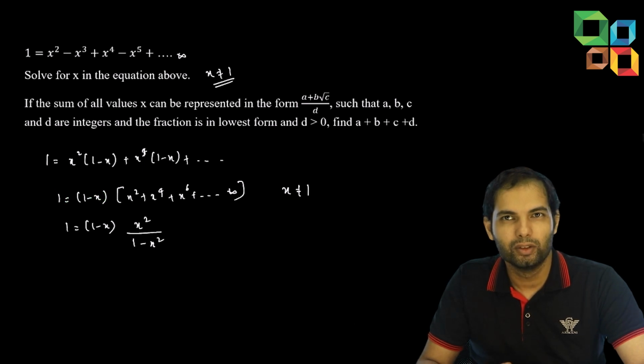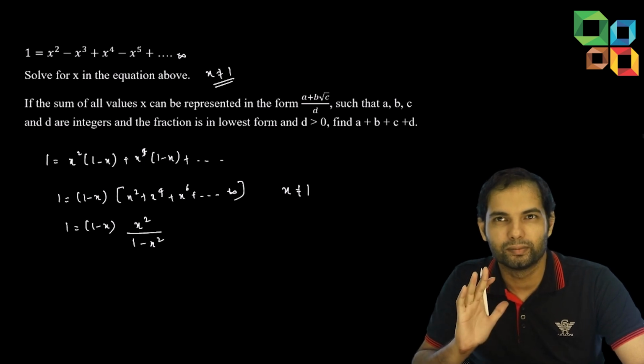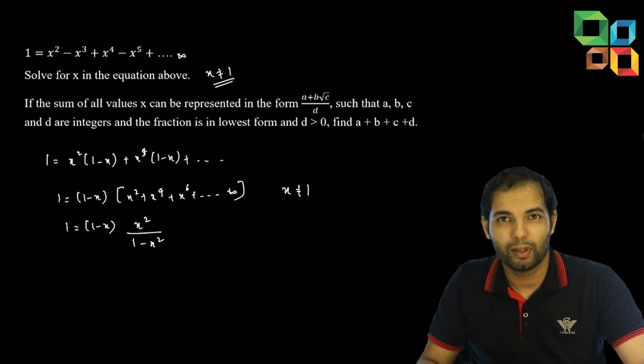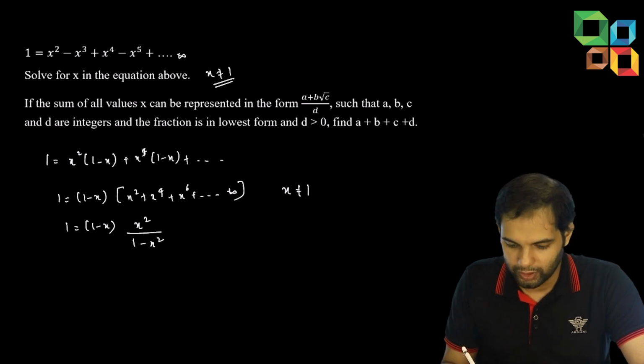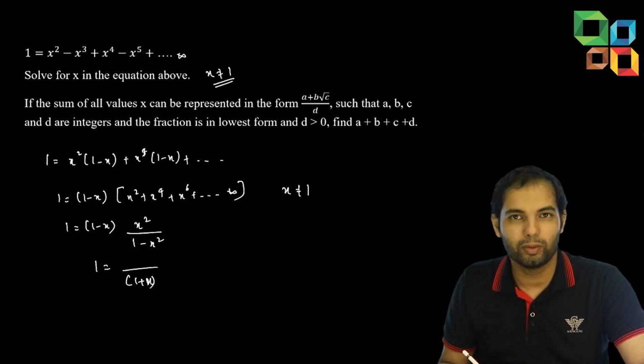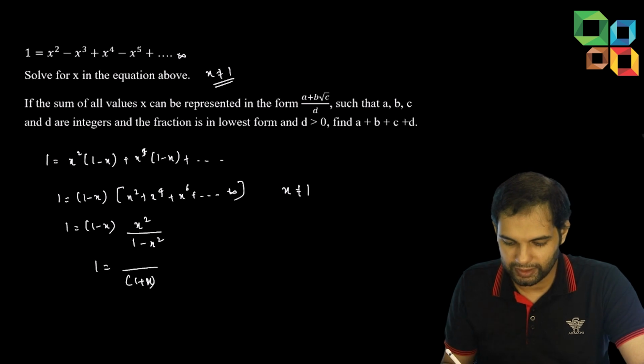So it need not be given in the problem. We can assume that it is less than 1. I'm just saying why I took the formula directly. This is the justification for it. So the denominator can be factorized as 1 plus x into 1 minus x, and one of the 1 minus x will get cancelled.